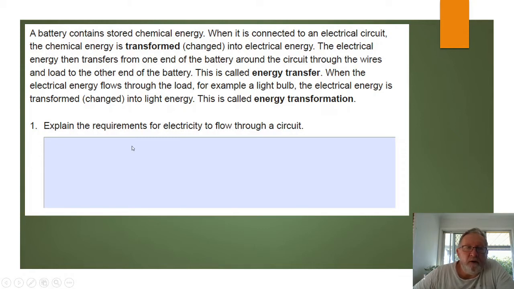All right, so I want you to think about what we've been talking about and see if you can tell me the requirements for electricity to flow through a circuit. Keyword there being a circuit. See if you can jot down an idea for that one now and pause the video, come back in a minute and see what you wrote.